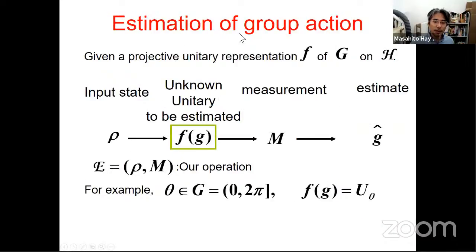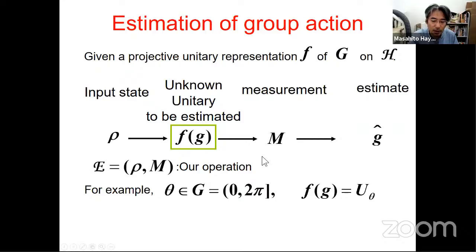So then we consider a slightly different case, because previously we considered state estimation, but now we want to consider estimation of group action. Now we have a projective unitary representation f, and we have an input state, and we want to estimate what unitary is applied in this box. So this is our problem. In that case, of course, we need to choose one input state, and we need to make a measurement, and we have an estimate g hat. So our choice can be described as a pair of rho and M, the measurement. So we need to optimize the choice.